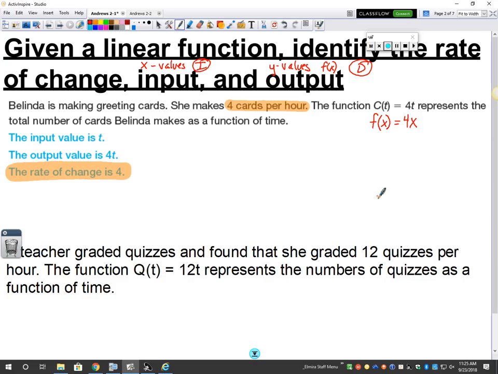That's the generic version. Well, where do the letters c and t come from? Well, t is for time because we're using hours. Okay, hours is our independent variable. It is our input. Okay, which is down here. We'll cover that.